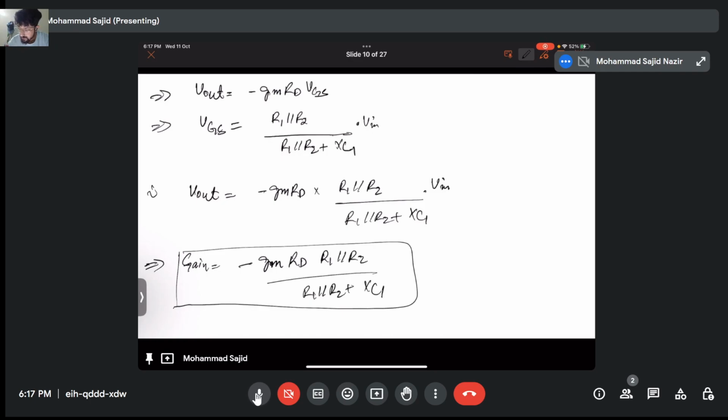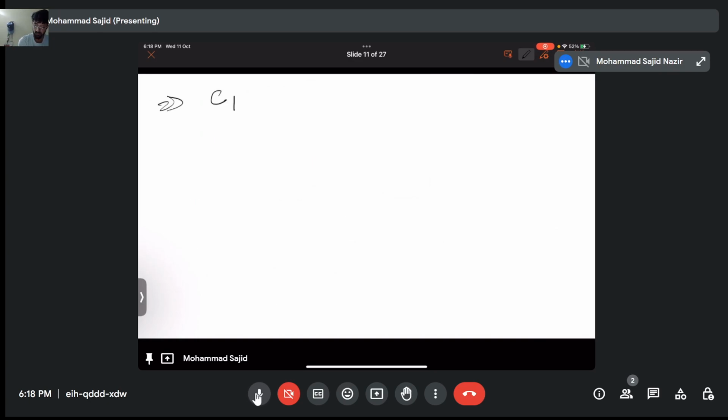Now to get the response, we will check the pole of XC1. So XC1 at this pole will be equivalent to R1 parallel R2, and XC1 is given by the inverse of omega C1. So this will be equivalent to R1 parallel R2. We can write it as 1 by omega C1, and we know R1 parallel R2 is 15K. Then I can write C1 as 1 by 15K multiplied by omega, that is 2 pi FCL, and it is given to us as 2 pi multiplied by 10 hertz.